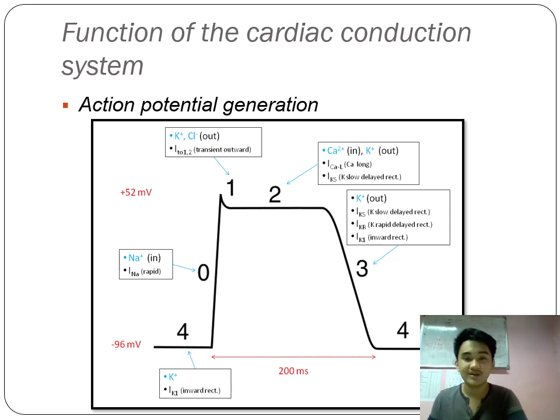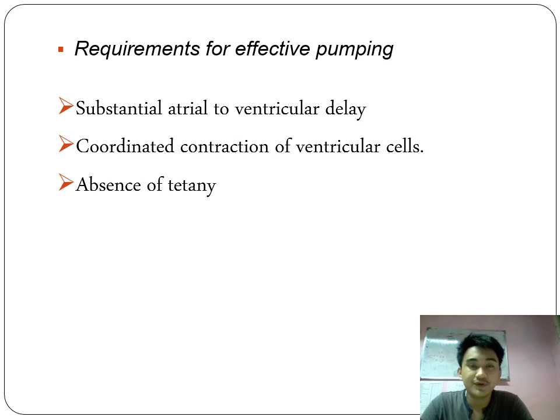Another important function of the cardiac conduction system is its ability to regulate the pumping of blood through the heart. So here I have the requirements for effective pumping. First is a substantial atrial to ventricular delay. Second is the coordinated contraction of ventricular cells. And lastly, the absence of tetany. So I can explain these requirements more by showing you the next slide.